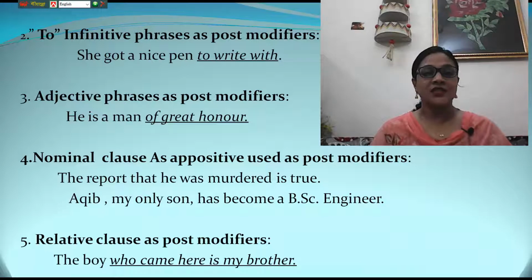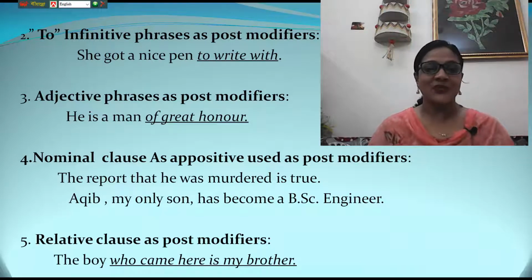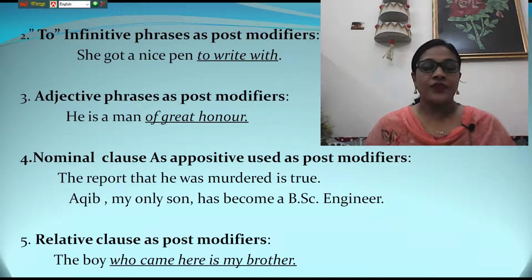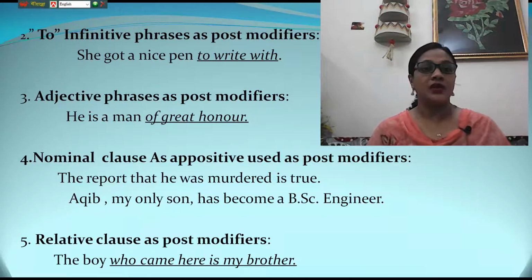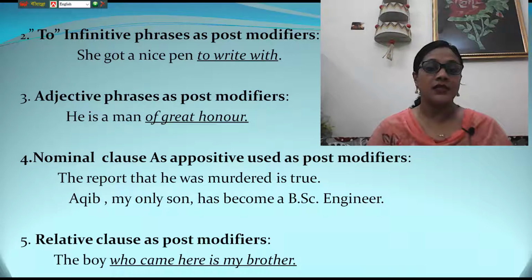Number 3, adjective phrases as post-modifiers. He is a man of great honor. Here, of great honor is an adjective phrase, and it gives us information about the noun man, what type of man he is. For this reason, here it is used as a modifier, and as it is used after the noun man, it is a post-modifier.